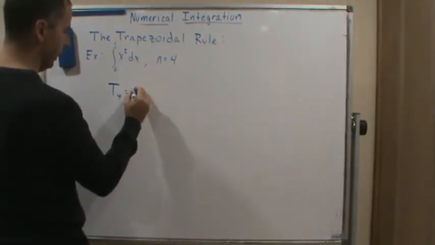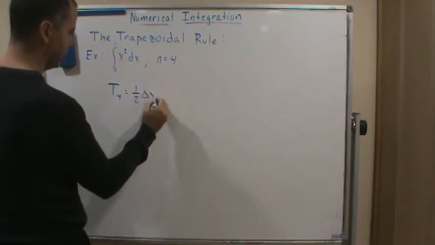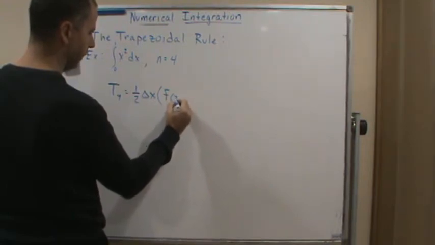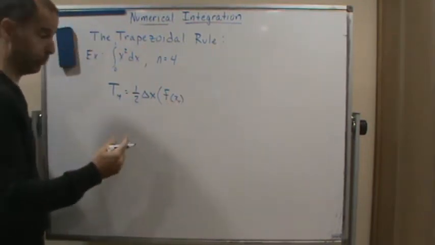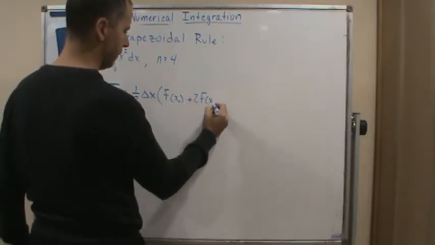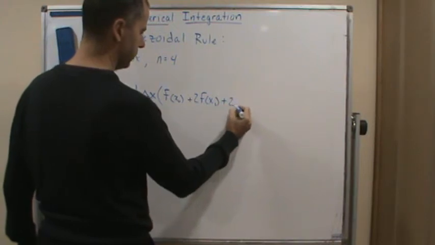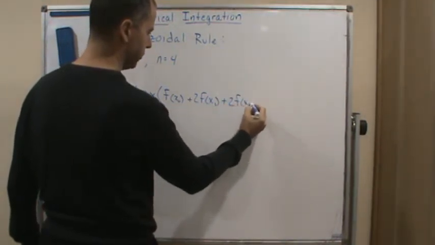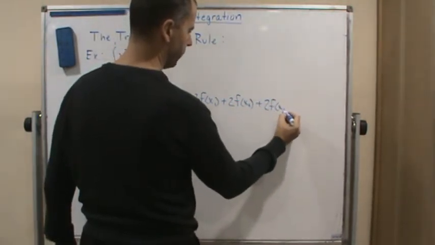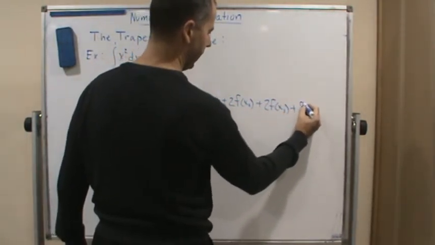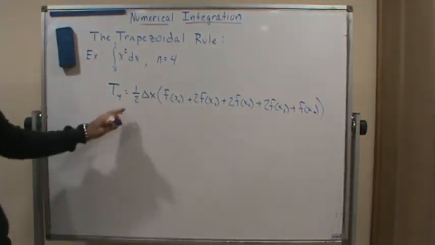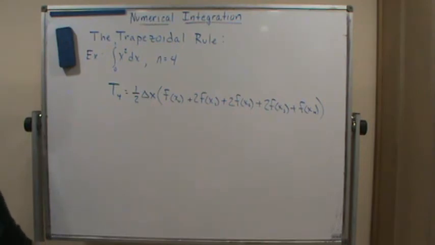It's going to be 1/2 delta x times f of x sub 0, because we're going to use the endpoints, right? So it's going to be f of x sub 0, plus 2 times f of x1, plus 2 times f of x2, plus 2 times f of x3, plus f of x4. Okay, so again, that's the trapezoidal rule. That's the formula, if you will.